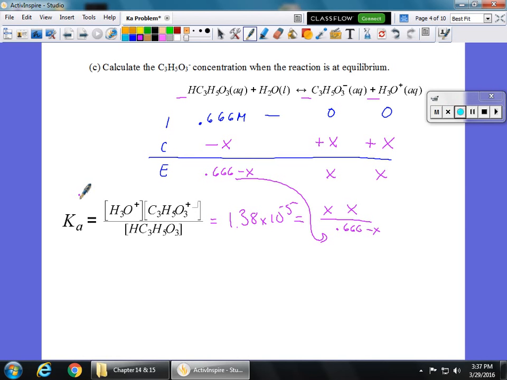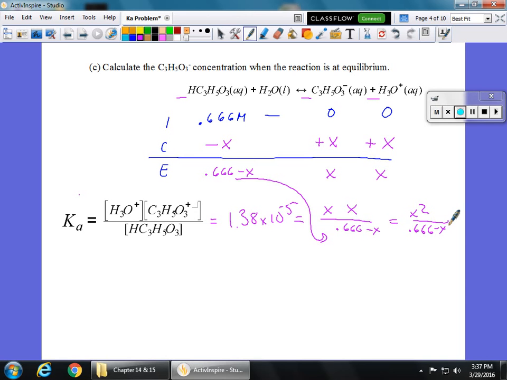Now, if you're trying to solve this problem, you're going to see that it gives you a quadratic. We're going to wind up with X squared on top, right? That's going to be X squared. And on the bottom, we're going to have 0.666 minus X equal to some number. So we don't really want to do that, and so we're going to find an easier way.